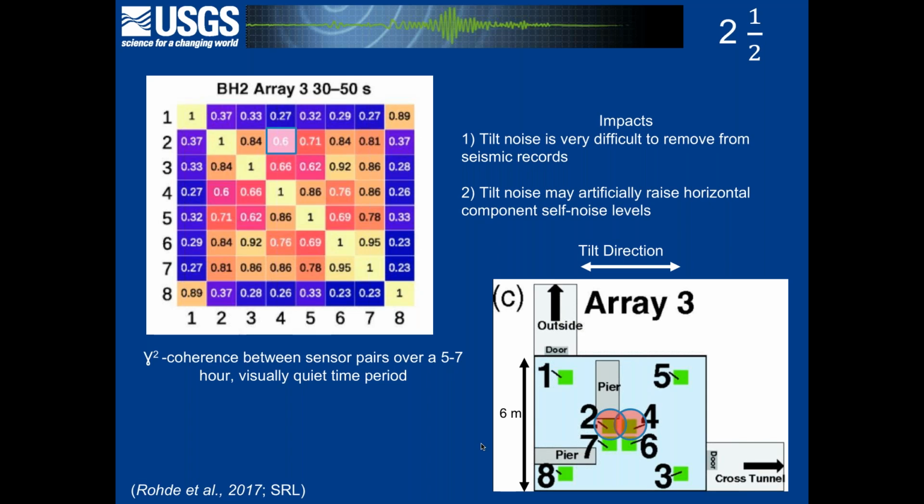spatial distances. The impact of this is that it's very difficult to remove this signal from seismic records. And the other impact, if you're thinking about self-noise estimates, is that since you have an incoherent signal between these two sensors located right next to each other, it could artificially raise self-noise estimates on the horizontal components of sensors, because the Sleeman analysis is going to assume that this is self-noise of the instrument when it's actually likely just a tilt signal.